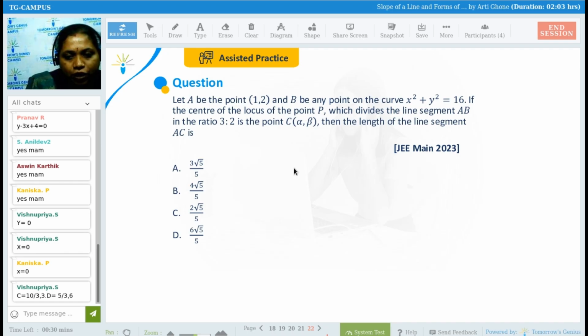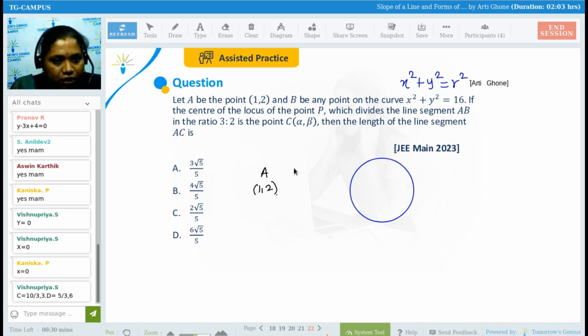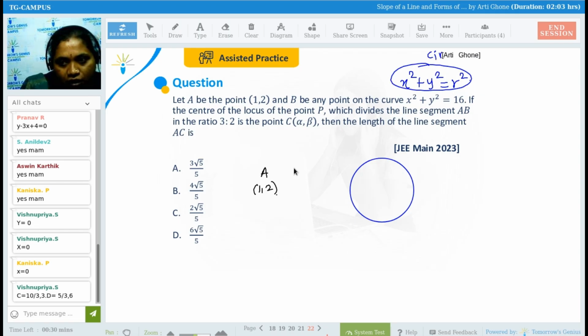Once again, I am explaining one by one. Let A be the point (1, 2), and B be any point on the curve. If you look at that curve pattern, you may not be aware, but it is a circle. The JEE question never comes with one chapter only. It is the x square plus y square is equal to r square pattern, so it is a circle. So B is any point on the circle.